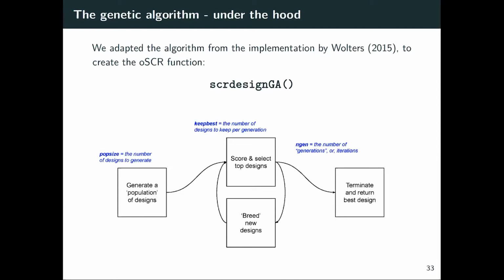From those top designs, you can breed them together to create new designs, and then the process pretty much starts over again. And that loops through for as many times as you have specified for NGen, which is the number of generations or iterations. And after that, the algorithm is terminated, and it returns the best design.